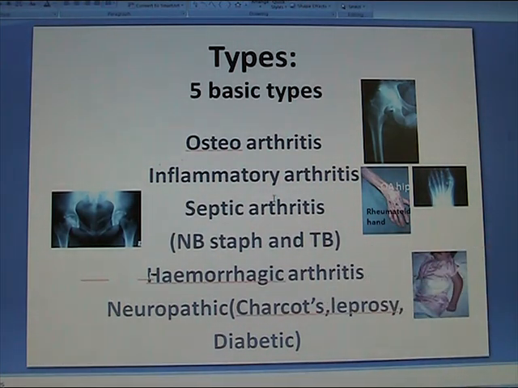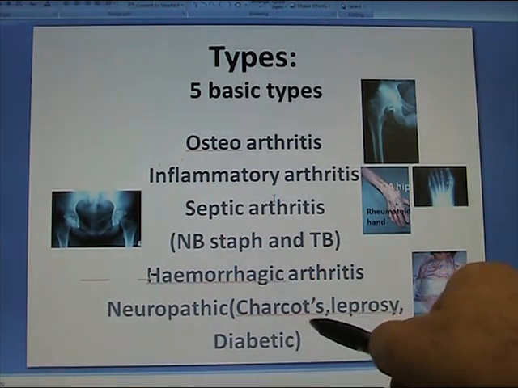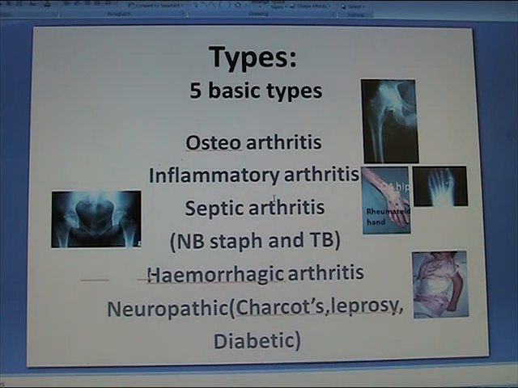Hemorrhagic arthritis, bleeding in and around a joint. Bleeding disorders, hemophiliac, destruction from the inflammatory process. Neuropathic joint, also called Charcot's, seen in leprosy and more commonly in diabetes. There's a problem with the sensation from a joint, usually the foot, and abnormal loads placed across the joint leading to early and gross destruction.